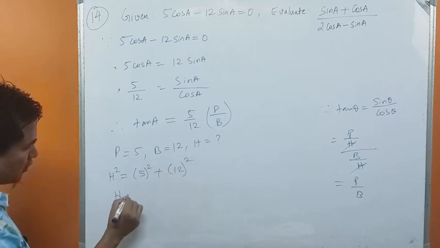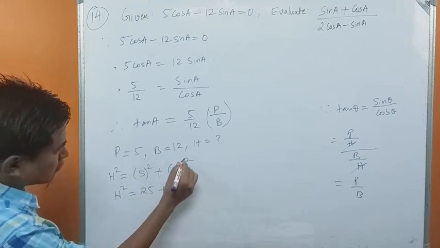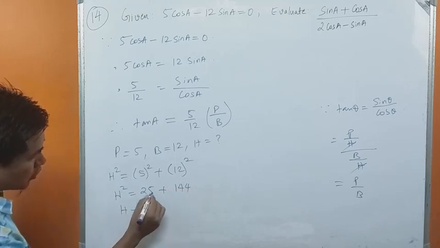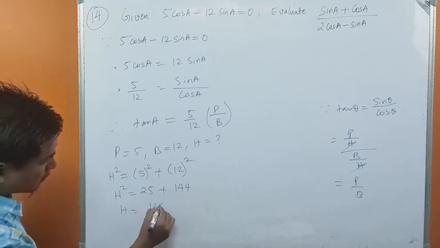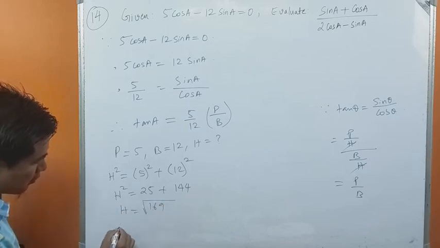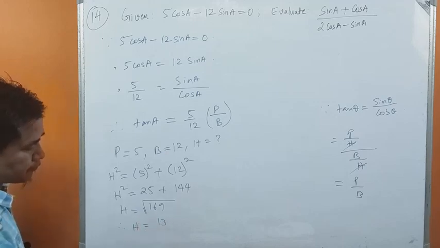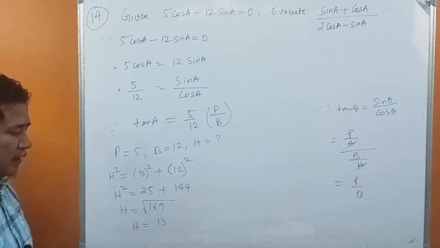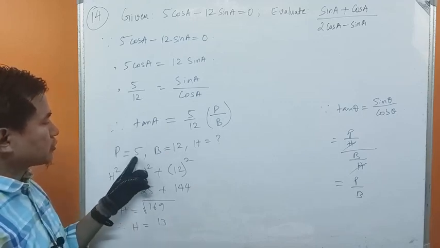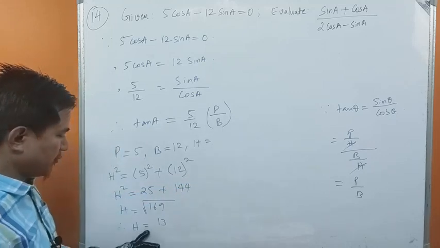So h square equals 5 square is 25 plus 12 square is 144. H square equals 25 plus 144 is 169, okay? Now we take this square to the right hand side, it becomes root under. Therefore hypotenuse equals root under 169 means 13. 13 squared is 169, isn't it? So we found hypotenuse as 13, perpendicular was given to us 5, base is 12, okay? So instead of the question mark we write 13, hypotenuse is 13.